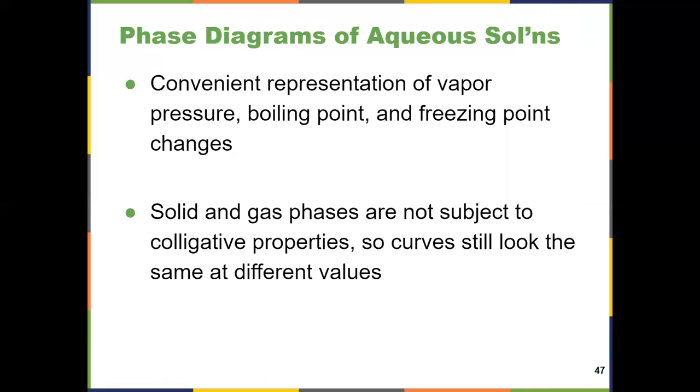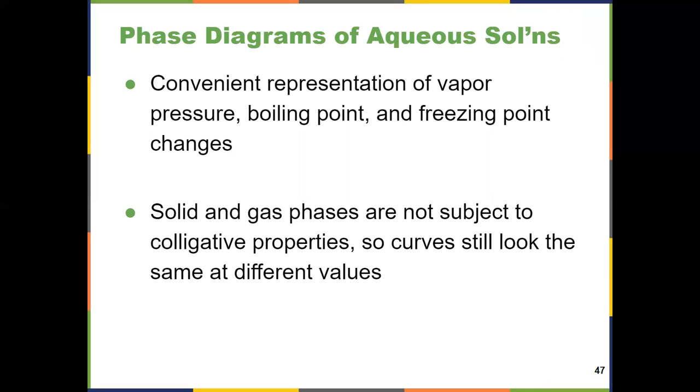Take an aside here and think about phase diagrams of aqueous solutions. Because when we were looking at phase diagrams in 11.2 and 11.3, that was just for solids, liquids, and gases. We didn't talk about solutions at all. But we can introduce those as well because they're a nice way to show exactly what's going on: the fact that boiling points go up, freezing points go down. Now the solids and gas phases don't change. They're not subject to colligative properties. We're just talking about liquid solvents here.